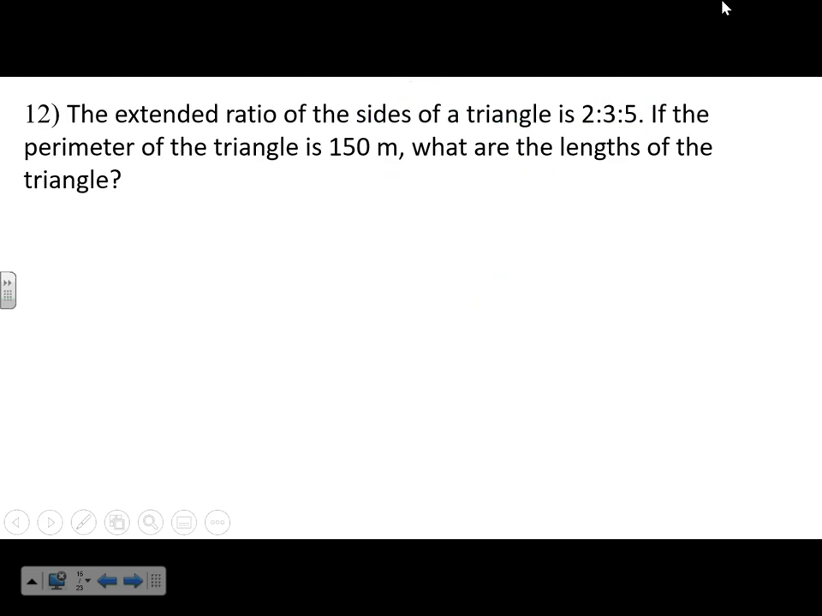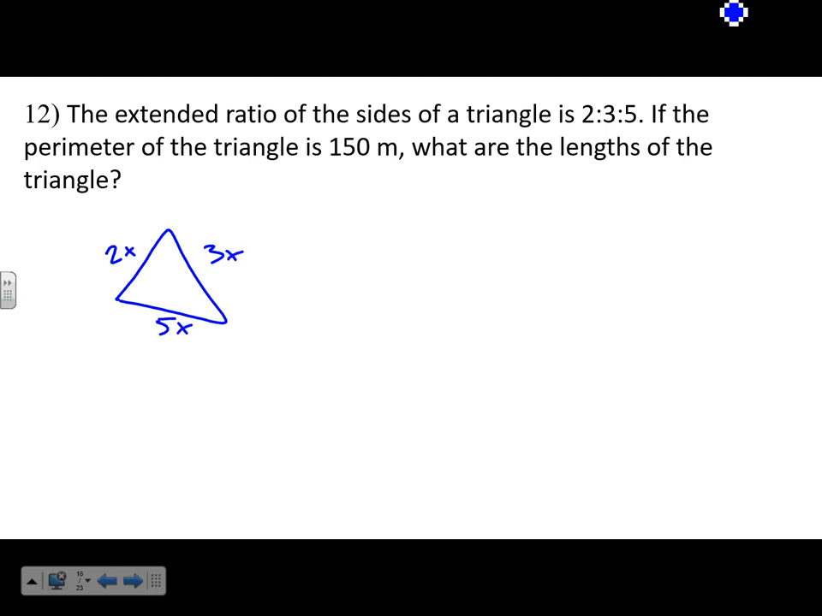So this is similar. We haven't done one like this, but this is similar to the last one. It just is with a triangle. It says the ratio of the sides is 2 to 3 to 5. So we do the same thing. We just have 3 sides. So 2, 3, 5, and then all x's: 2x, 3x, 5x.